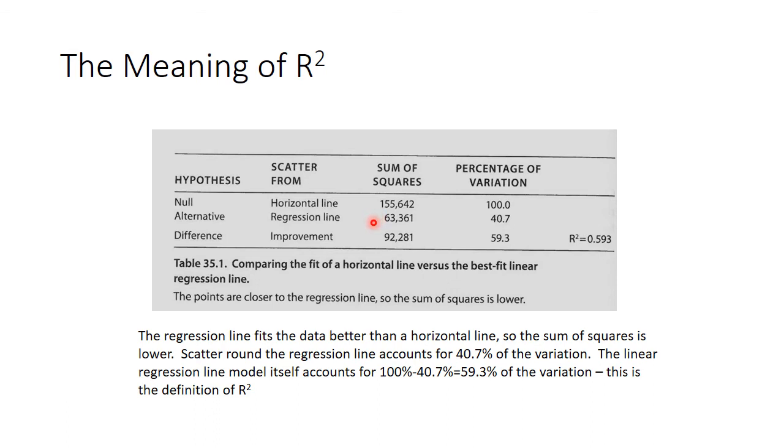But anyway, you're looking at the improvement, and this is where we got that 59.3, which is actually our R squared value. So what we're saying is that we're predicting that basically 59.3% of that variation can be explained by changes in our x value when we're trying to predict where y is going to be.